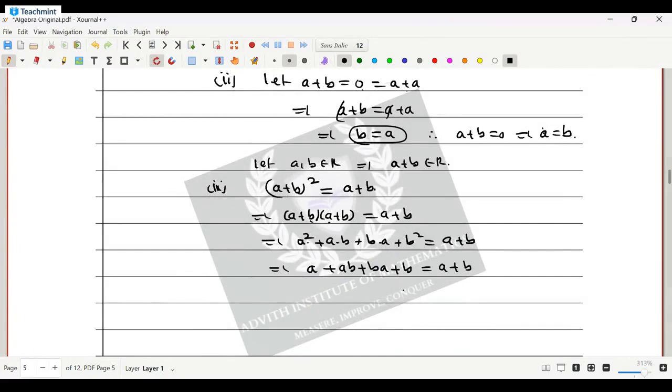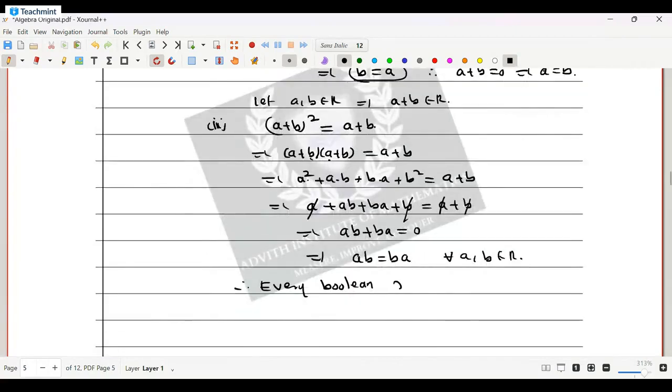By the left cancellation law, a gets cancelled, and by the right cancellation law, b gets cancelled, then you will get ab plus ba is equal to 0. So from the condition that if a plus b is equal to 0, then a is equal to b, we get ab is equal to ba. This is true for every a comma b belongs to R. So therefore every Boolean ring is commutative.